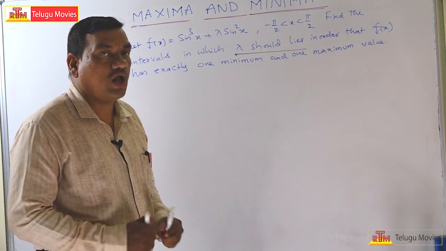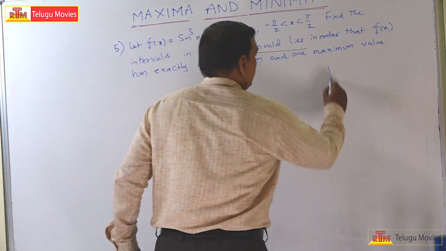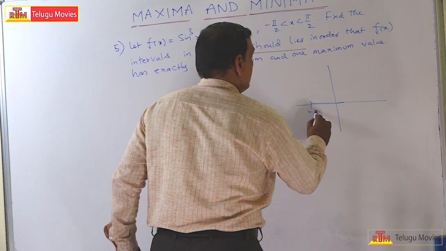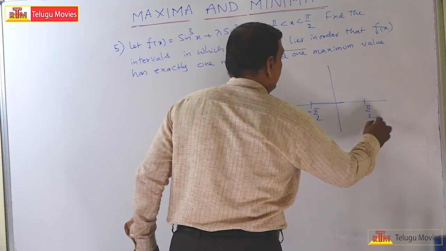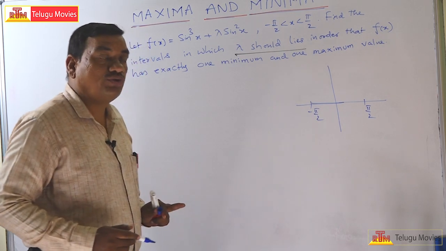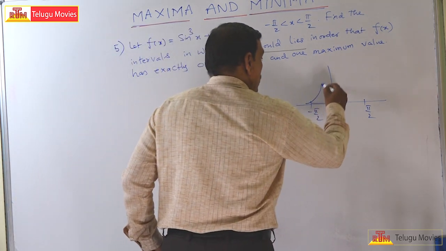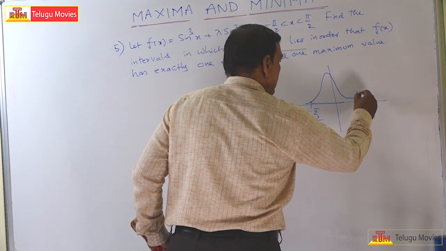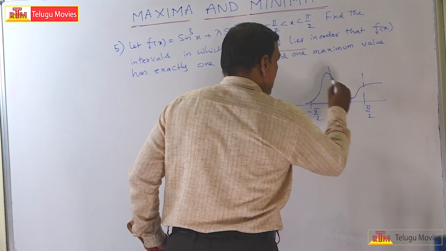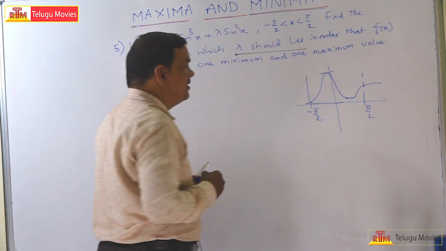Okay, now, right. Then how to do this? That means, if you draw the graph here, so this is minus pi by 2 to plus pi by 2. This function should have only one maximum and one minimum value. So in this interval, it should have one maximum and one minimum value.